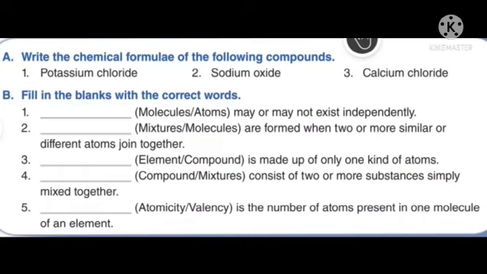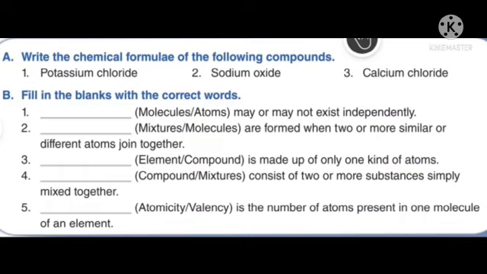First, write the chemical formulae of the following compounds. Potassium chloride. Potassium symbol is K, chlorine Cl. So KCl. What's the valency for potassium? 1. Chlorine 1. If you cross over the valencies, we get the same numbers, so KCl. The 1 we don't write.